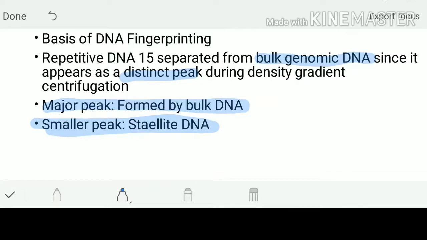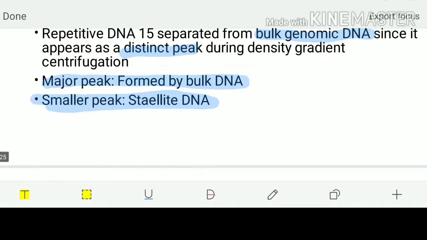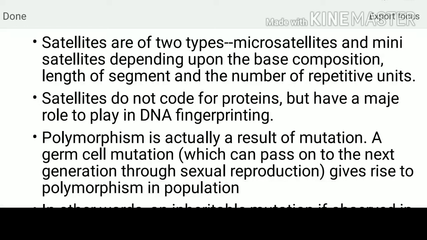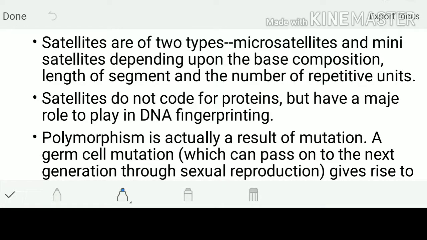but still I am going for a brief revision. Satellite DNAs are basically non-coding DNAs which are present after the telomere, so please relate this to the secondary constriction. Satellite DNA is of two types: microsatellite and minisatellite. They have repetitive units in them, and they do not code for any protein. What is the function of satellite DNA? They have a major role to play in DNA fingerprinting.